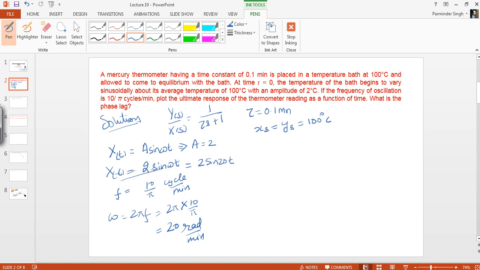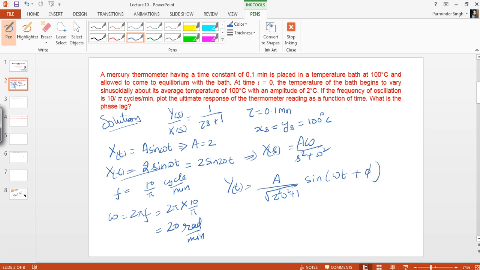Now for this input, what will be X(s)? For A sin omega t, it is A omega upon s square plus omega square, and obviously we will have A over here. Substituting this X(s), we get Y(s). We are already familiar with first order systems with a sinusoidal input. Y(t) we can derive, that is A upon the square root of tau square omega square plus 1 into sine of omega t plus phi, which we derived in the lectures.